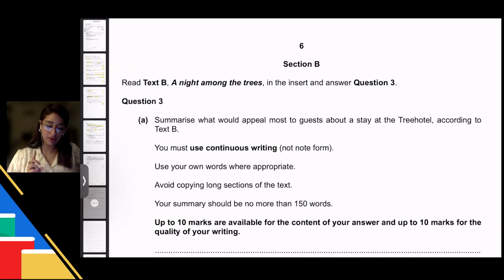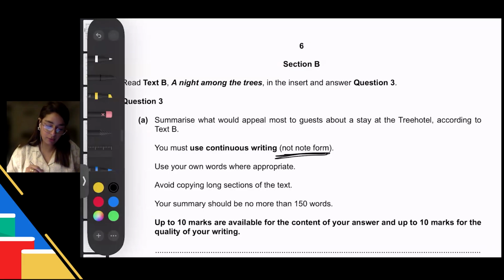You are directly asked to summarize what would appeal most to guests about a stay at the Tree Hotel according to text B. So, text B basically talks about a night among trees, it's about a tree house hotel. You are to write in continuous form, so no note form. They've already mentioned that, so keep that in mind. Use your own words where appropriate. So there may be certain terms that you need to lift off from the text, for example, titles or words that you think are the only word you can use for that particular situation or to describe a particular thing from the passage. That's fine. But keep in mind that you are not expected to copy anything from the text. All right. Avoid copying long sections from the text.